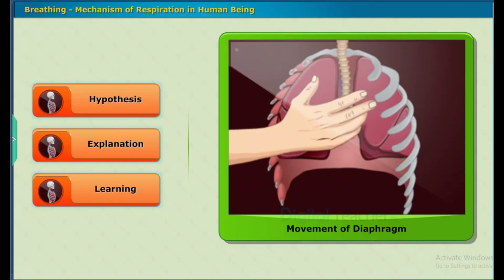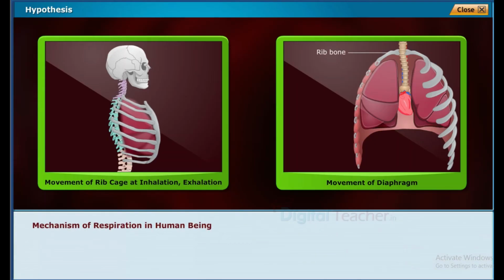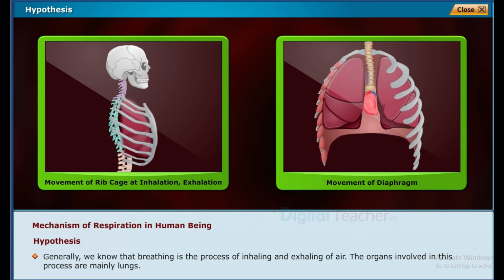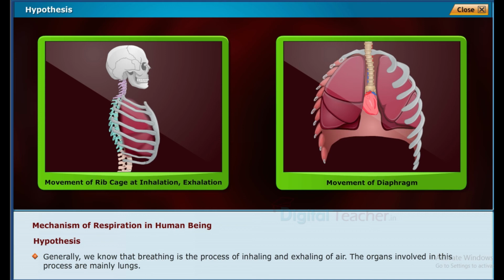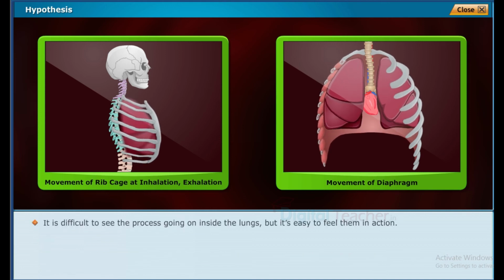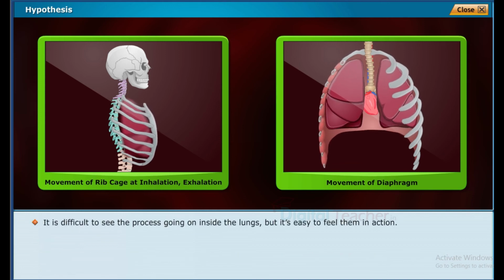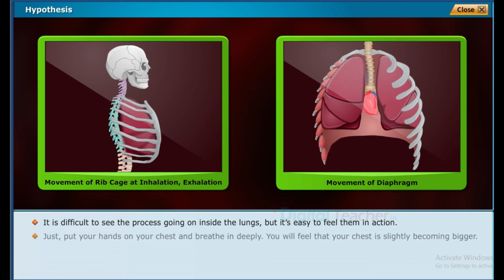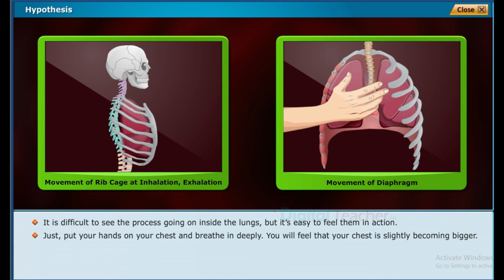Let us learn about the mechanism of breathing during respiration in order to find out how the exhaled air comes out. Generally, we know that breathing is the process of inhaling and exhaling of air. The organs involved in this process are mainly lungs. It is difficult to see the process going on inside the lungs, but it is easy to feel them in action. Just put your hands on your chest and breathe in deeply.